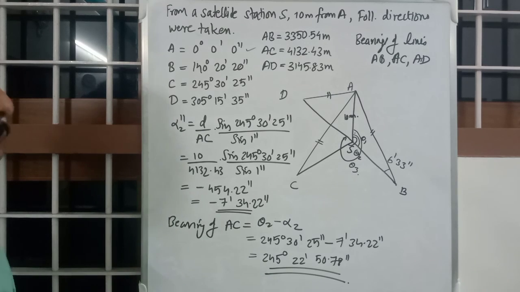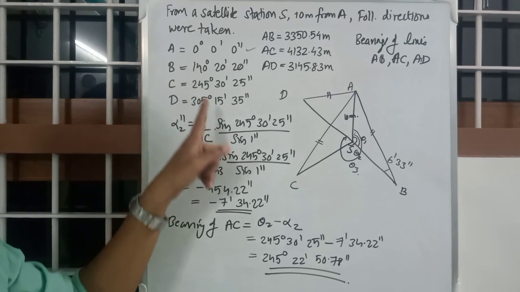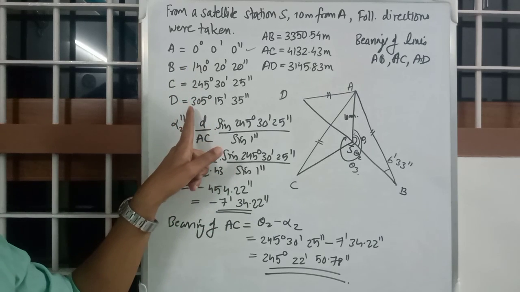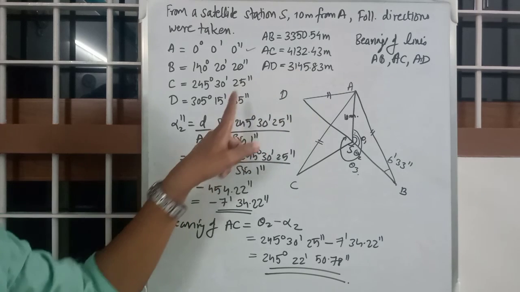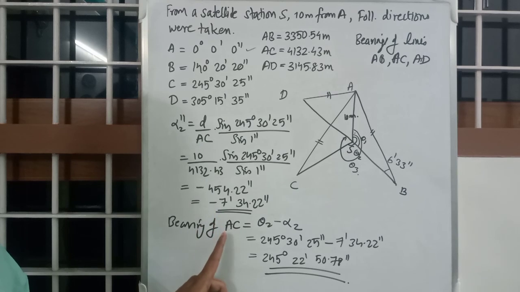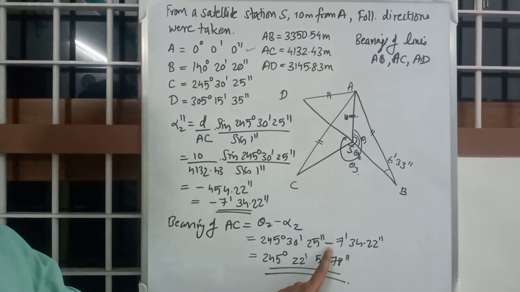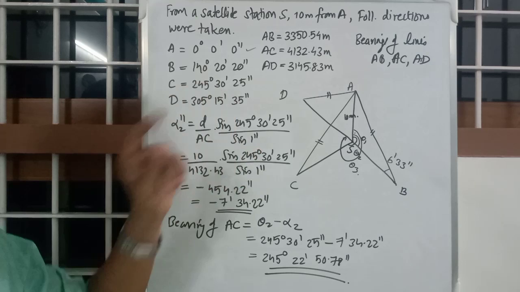The last one you do as homework. You know the equation: alpha 3 in seconds will be equal to d by AD into sine of this value divided by sine of 1 second, and if you get a negative value, just subtract that value from 305 degrees 15 minutes 35 seconds.